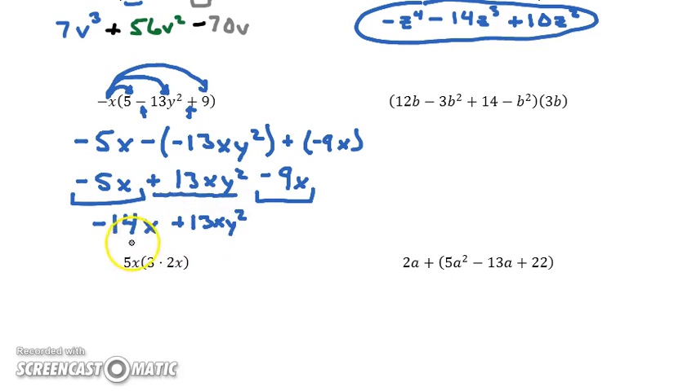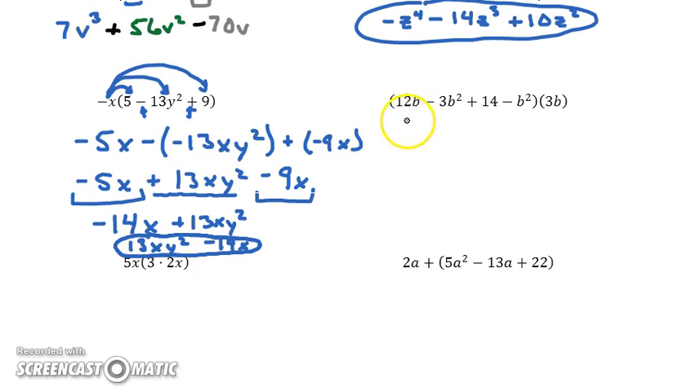13xy squared. And then when I arrange this in descending order of powers, this x is much less complex than x times y times y. So I'm going to list out 13xy squared minus 14x. And here I'm adding these two. By the commutative property, I'm adding a -14x. By the definition of subtraction, that's the same as having subtraction of 14x. So this one is finished. 13x times y squared minus 14x.